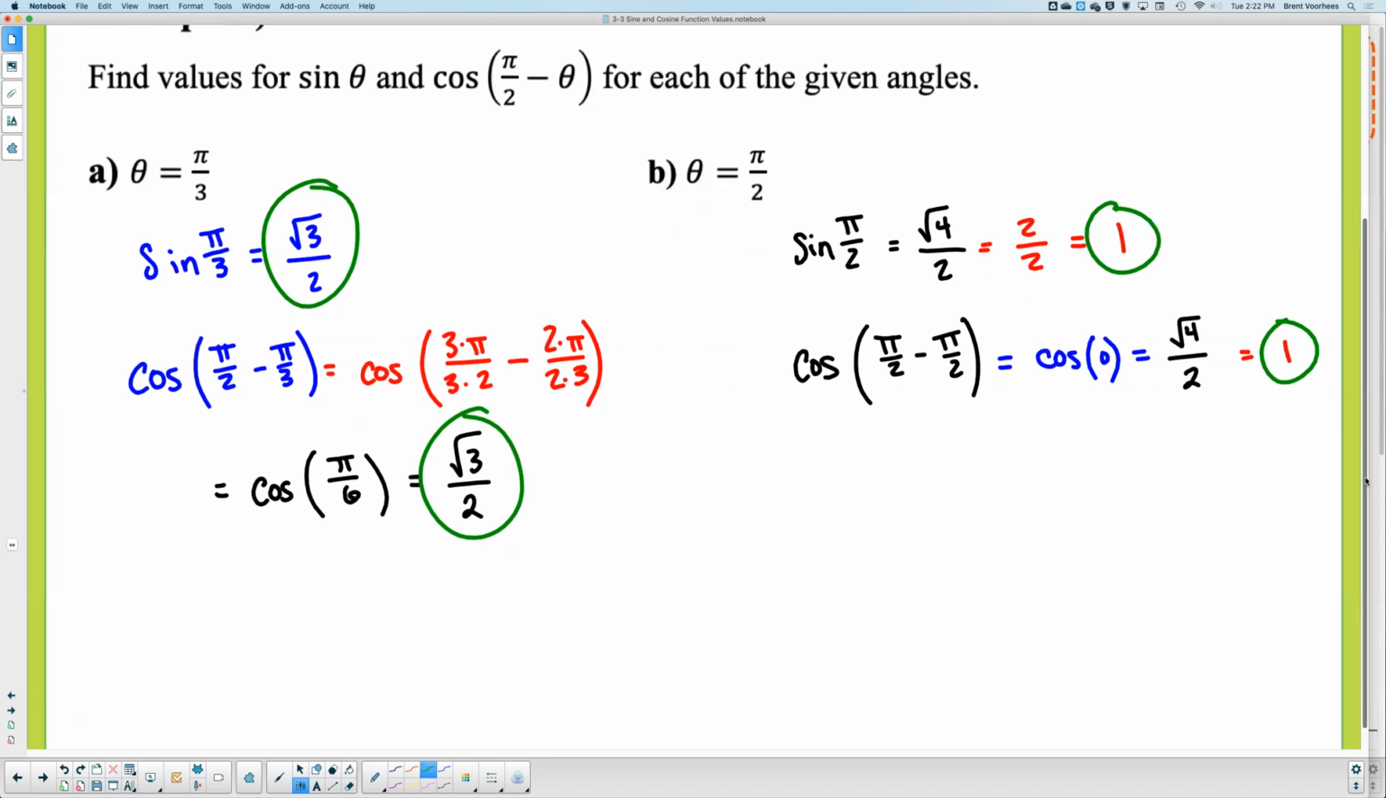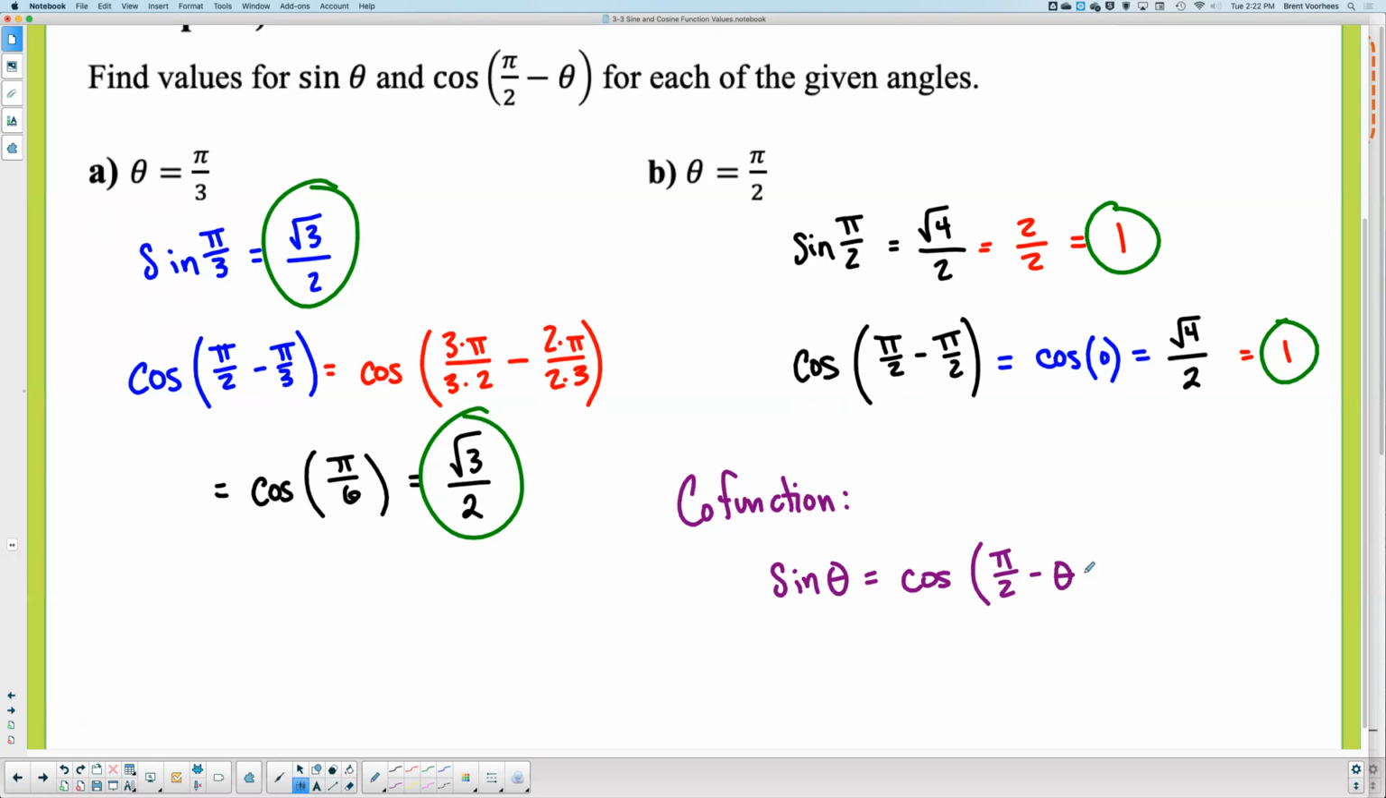What can we learn here? We can learn a relationship called a cofunction. Here's the cofunction relationship. If something's a cofunction, which sine and cosine are, you hear how it says cosine, sine, cosine. They are cofunctions. What does that mean? That the sine of any angle is going to be equal to the cosine of pi over 2 minus the angle. Pi over 2. This is where I really wish we could work in degrees because it's easier to understand degrees. Pi over 2 is equal to how many degrees?